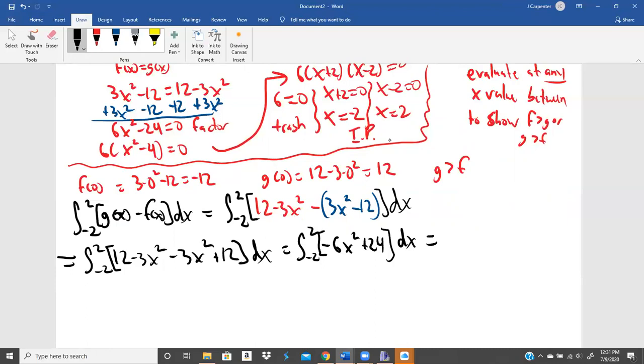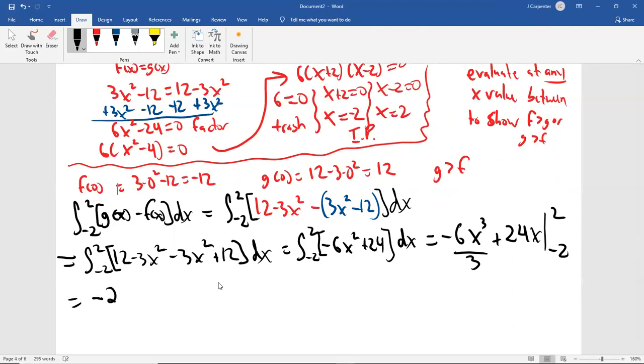So now we can integrate it. Adding 1 to the exponent divided by the same value, that's -6, leave it alone, x to the third over 3, plus the integral of 24 is 24x, and we're evaluating from -2 to +2. The 6 and the 3 reduced to a 2, so that's -2x cubed plus 24x, going from -2 to +2.